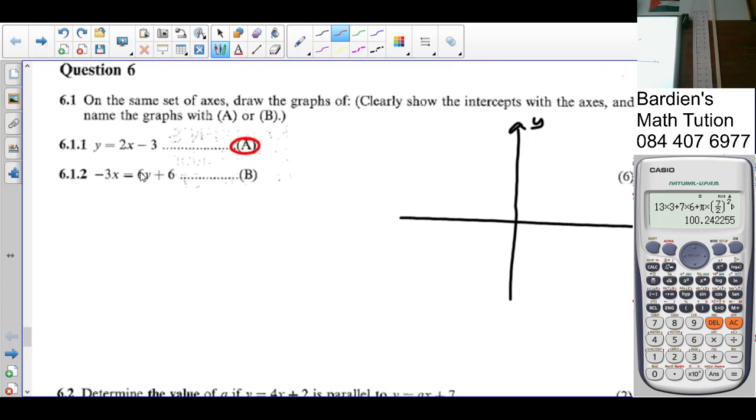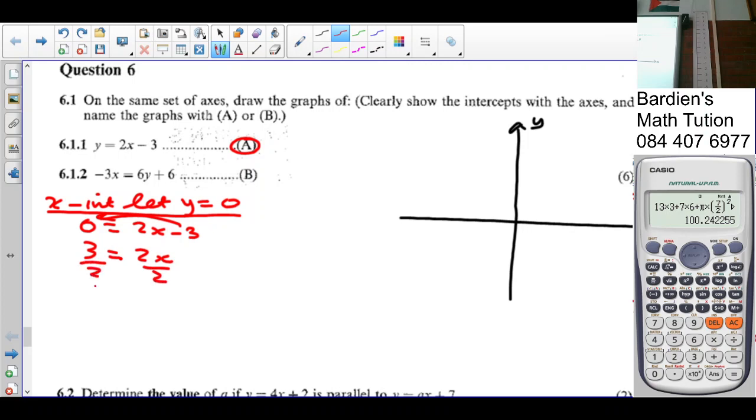So how do I work out my x-intercept? For the x-intercept, we let y equal to 0. So we have 0 equals 2x minus 3. Take the 3 over the equal sign. So 3 is equal to 2x, divided by 2. So x is 3 over 2. 3 over 2 is also 1.5. So if x is 1, 2 there, then 1.5 is approximately here. Will you agree with that?